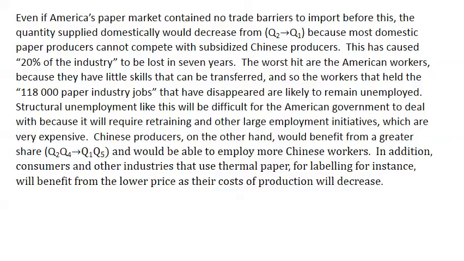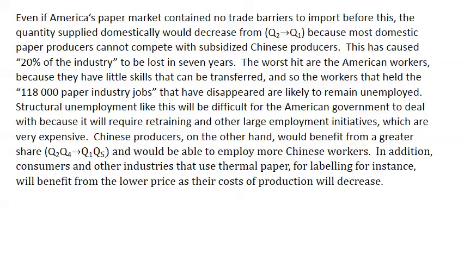In terms of evaluation, you don't want to leave evaluation to the end. You want to pepper it through the entire commentary. So here's the first piece of evaluation. The worst hit are the American workers because they have little skills that can be transferred. And so the workers that held 118,000 paper industry jobs that have disappeared are likely to remain unemployed. So a nice piece of evaluation there. Who is affected the most? So we're looking at a viewpoint of different stakeholders and to a certain extent prioritizing the arguments.